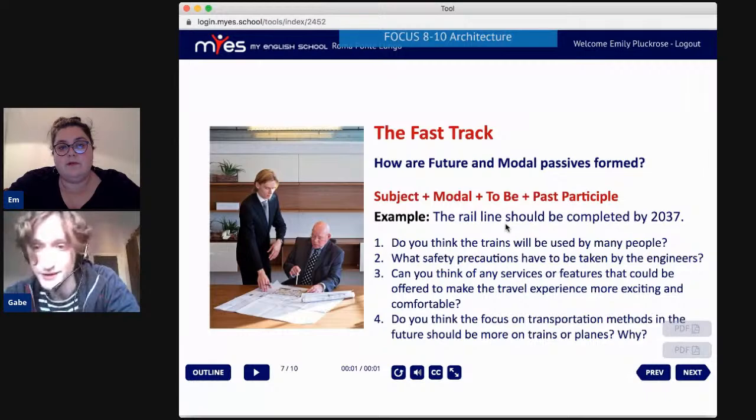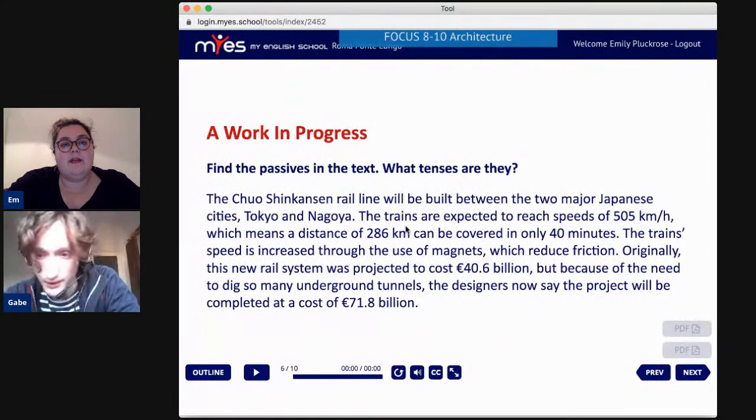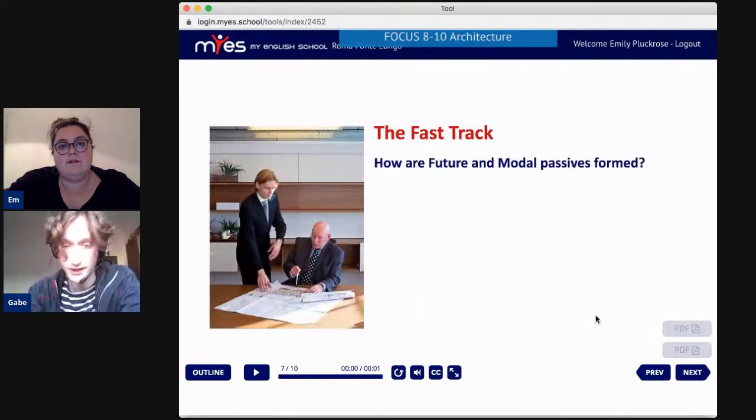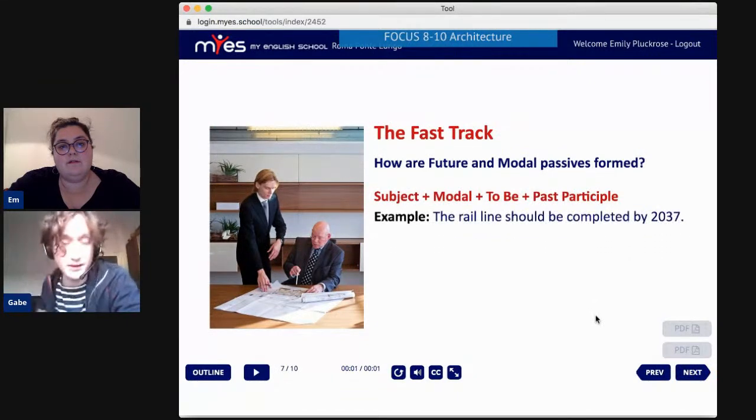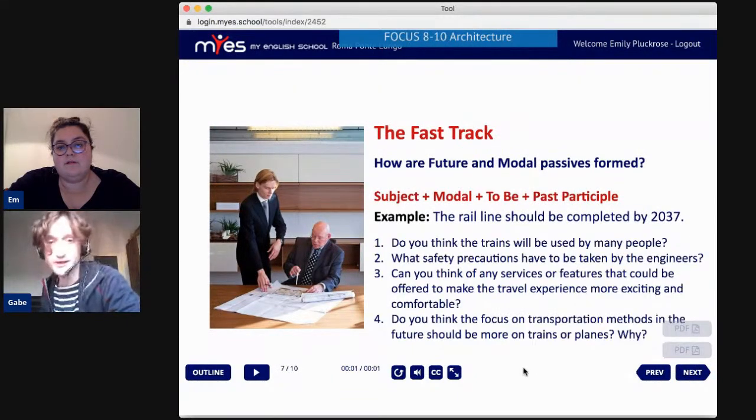In the last one we had, I've lost it now. I think it was can be covered. Can be covered, and we have in this next one should be completed. Can anybody give us another example of a modal passive using a different modal verb? There are some in the questions here as well.